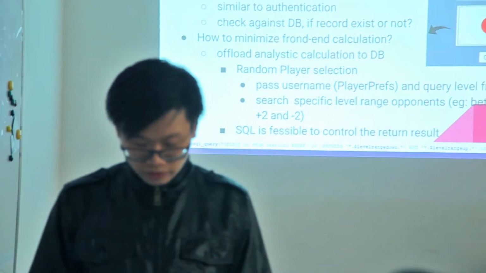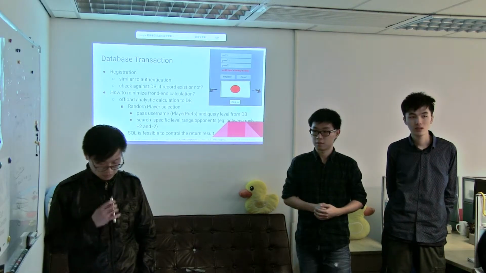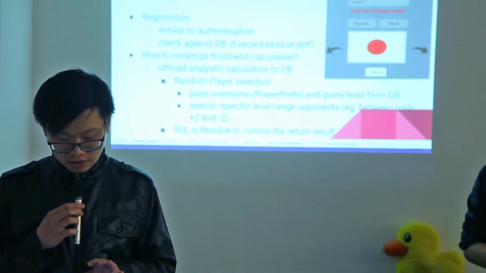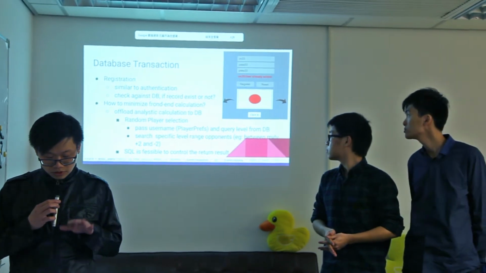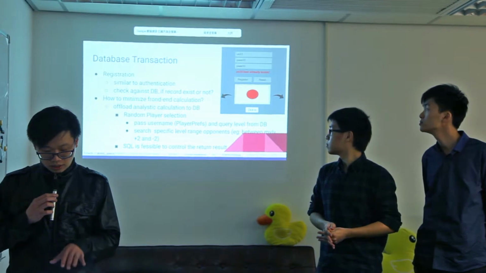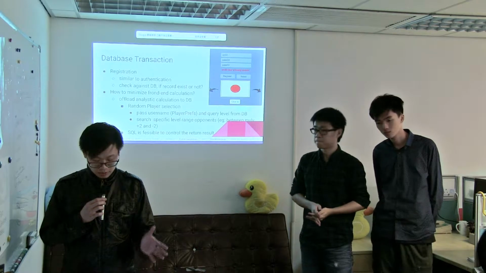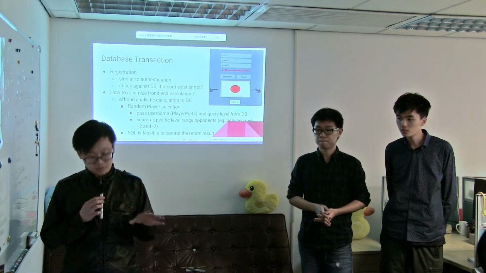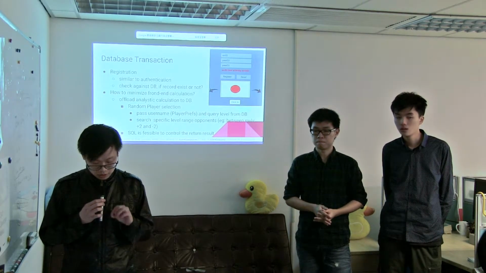There are two functions we can show. SQL is strong in data analytics. If you want to do analytic functions, such as random pair selection, this function will use your username, which is stored maybe in the database or PlayerPrefs, query for your level, find a specific level range, and select your enemies or opponents.